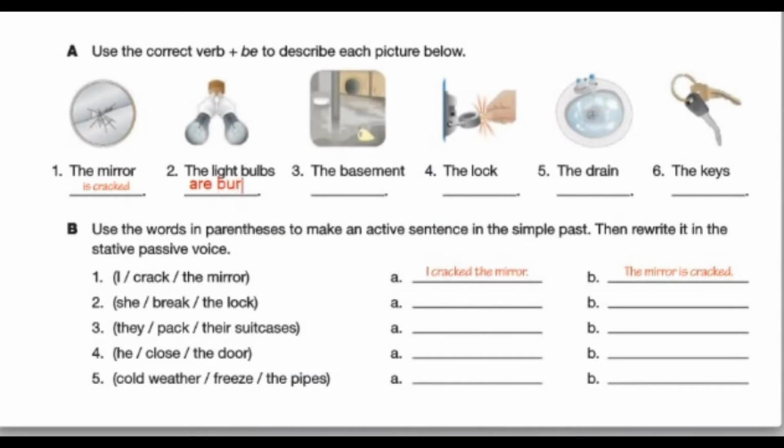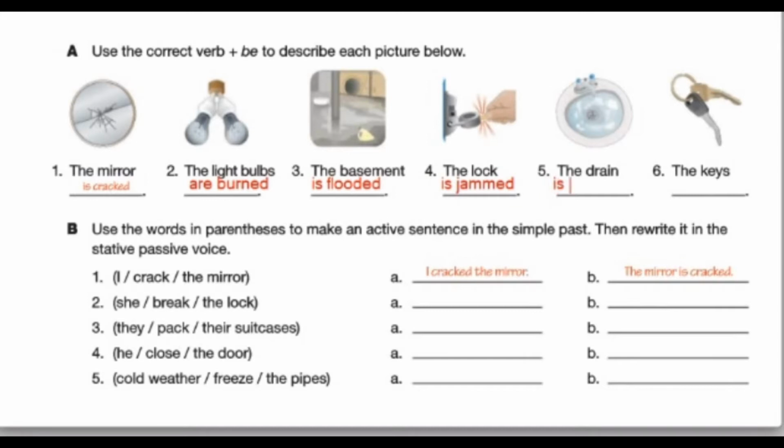Very good. What happened to the basement? That basement is flooded. Yes, flooded. What happened to the lock? The lock is broken. The lock is jammed. Correct. It doesn't open, doesn't close. It's jammed. And what happened here to the drain?